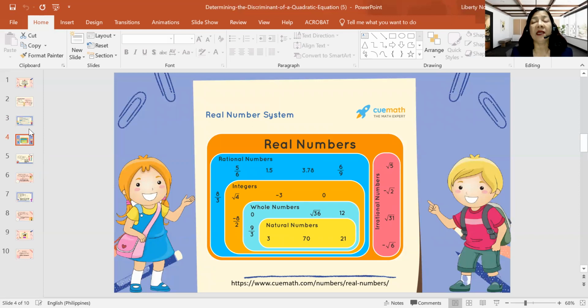Then we have 12 and 9 over 3, which is equal to 3. Natural numbers are those which are 3, 70, 21. They start with 1, the natural numbers, and we call all of them natural. And irrational numbers are square root of 5, negative square root of 2, square root of 31, negative square root of 6. Those are irrational numbers.